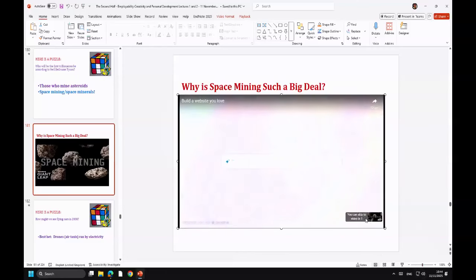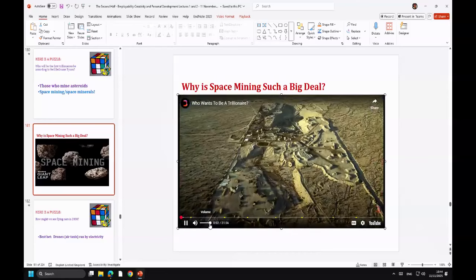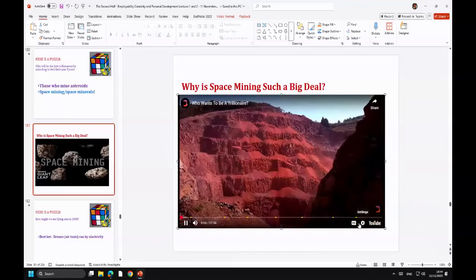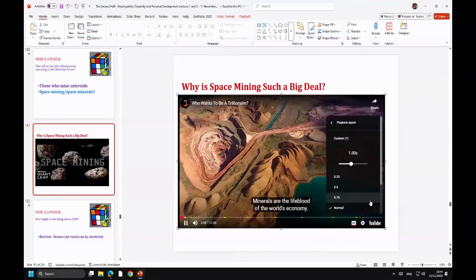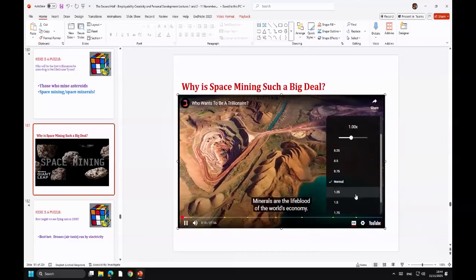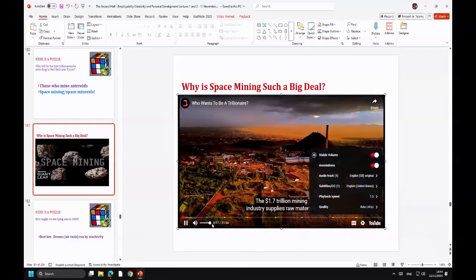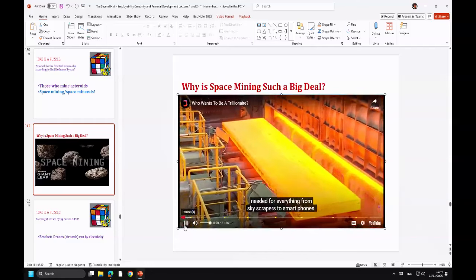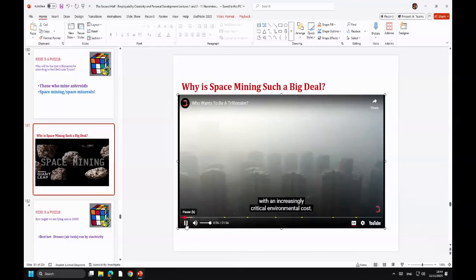So if you look in this, iron, gold, copper. Minerals are the lifeblood of the world's economy. From the Arctic Circle to the Sahara Desert, the $1.7 trillion mining industry supplies raw materials needed for everything, from skyscrapers to smartphones. But mining also comes with an increasingly critical environmental cost.